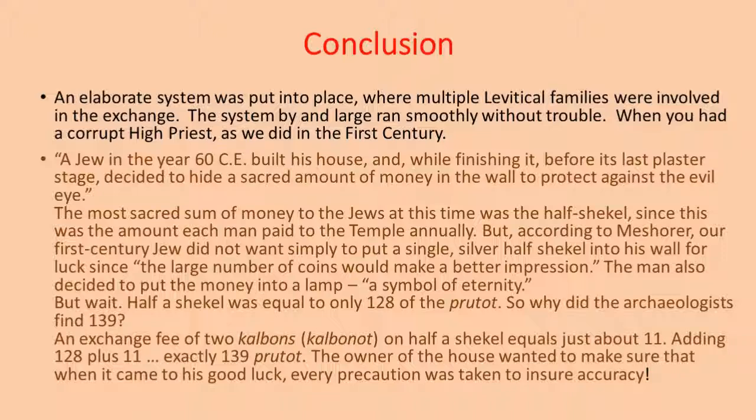Because that was the tax fee. He took into account the exchange fee. He put that inside it because he was going to cover his losses. He was going to make sure he covered both what he was responsible for and what was levied extra. Okay? It says an exchange fee of 2 kabons, a kabon on a half shekel equals just about 11, and adding 128 plus 11, that's exactly 139 prutot. The owner of the house wanted to make sure that when it came to his good luck, every precaution was taken to ensure its accuracy.